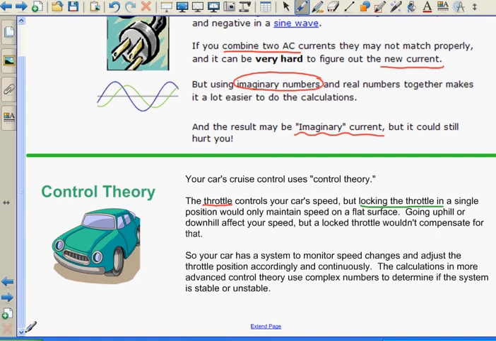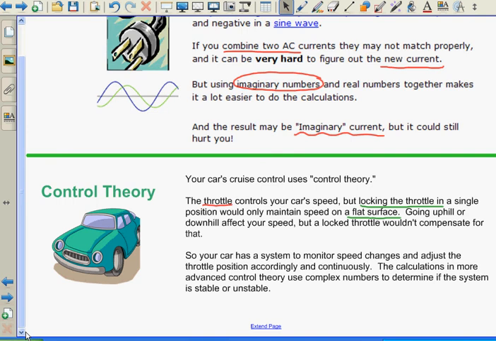But if you just lock the throttle in a single position, you would only maintain that speed if you were on a flat surface. If you start going uphill or downhill, if your throttle is locked, it's not going to take into effect that gravity is pulling you down if you're going downhill. So suddenly you're going to be going faster even though you're locked in a throttle position. Gravity's pulling you faster, or uphill slower, which you don't want. We want our car to actually stay the same speed, not the same throttle position.